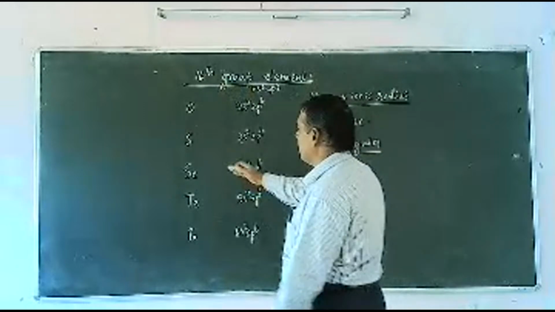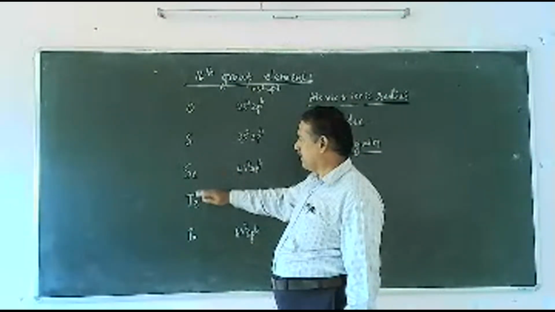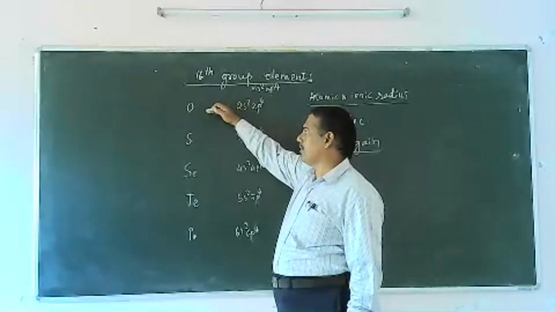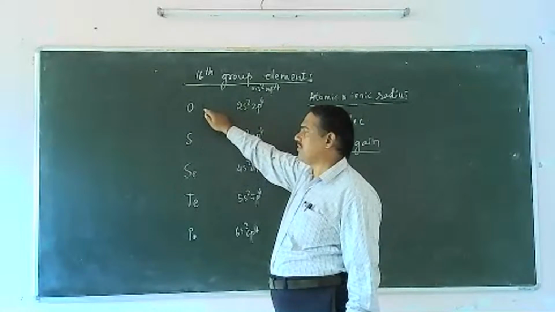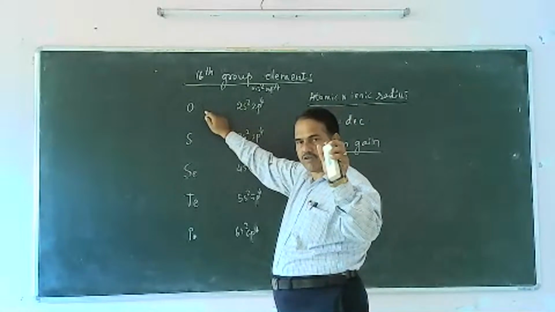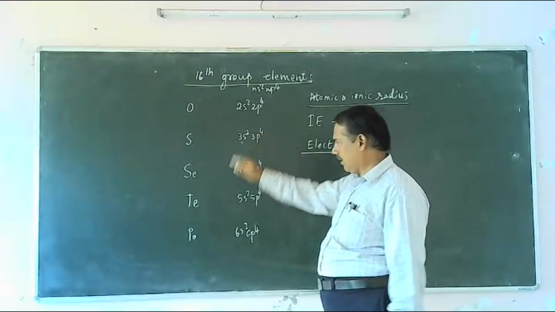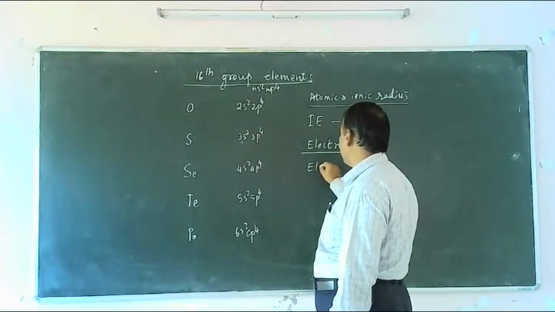As you come down again, from selenium and tellurium to polonium, which is radioactive, it again decreases. Only the electron gain enthalpy is more for sulfur, and less for oxygen due to its compact size. Okay. Electron gain enthalpy decreases down the group. Then electronegativity.